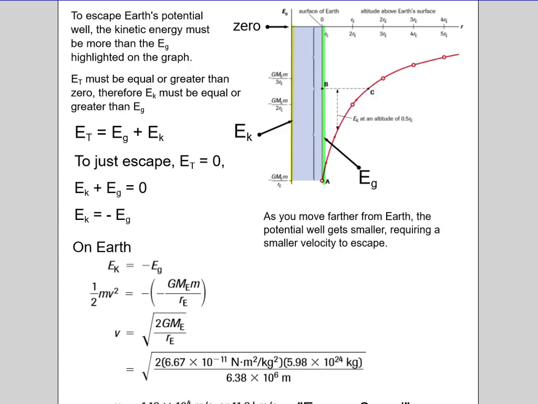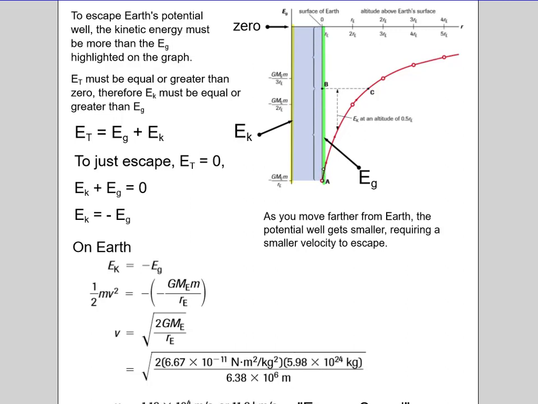So let's start with talking about escaping Earth's potential well. And this extends to other celestial objects, but we'll just use Earth because it's easier to talk about. So to escape Earth's potential well, the kinetic energy must be more than the Eg, our gravitational energy, highlighted on the graph. So if you look here, in green I have Eg.